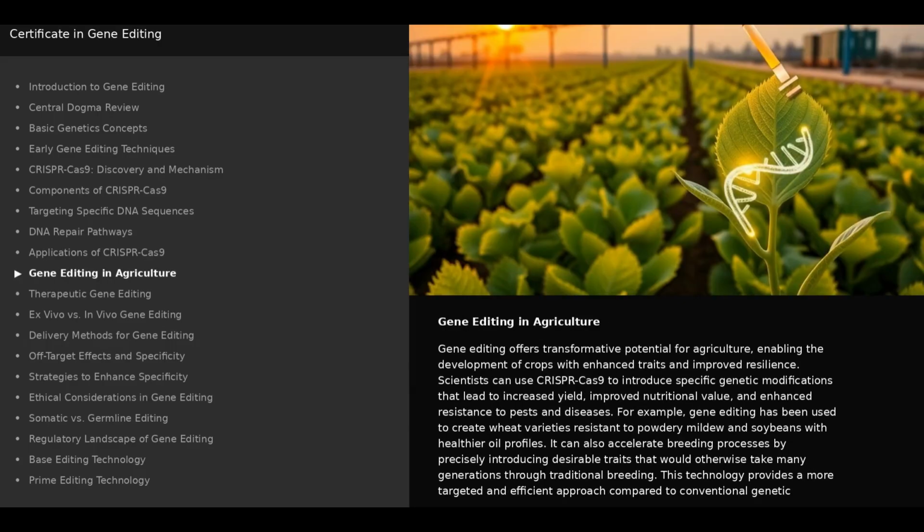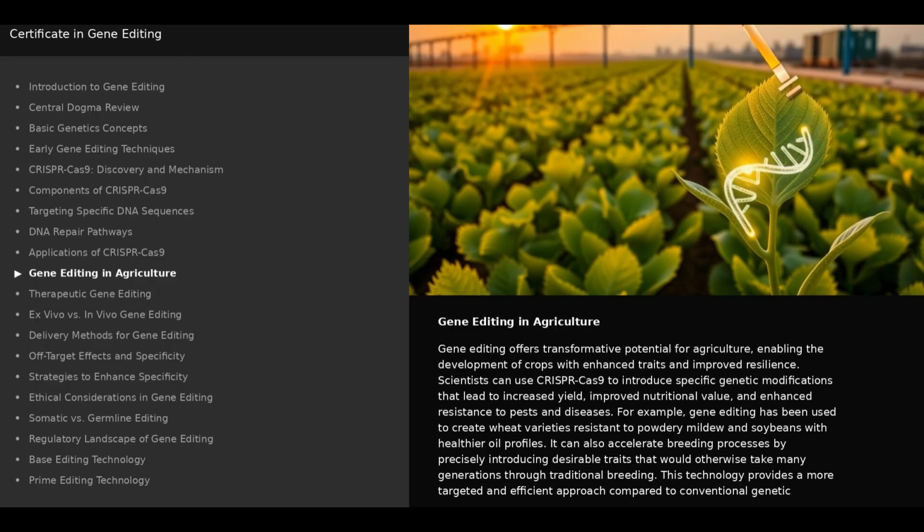Gene editing in agriculture. Gene editing offers transformative potential for agriculture, enabling the development of crops with enhanced traits and improved resilience. Scientists can use CRISPR-Cas9 to introduce specific genetic modifications that lead to increased yield, improved nutritional value, and enhanced resistance to pests and diseases. For example, gene editing has been used to create wheat varieties resistant to powdery mildew and soybeans with healthier oil profiles.